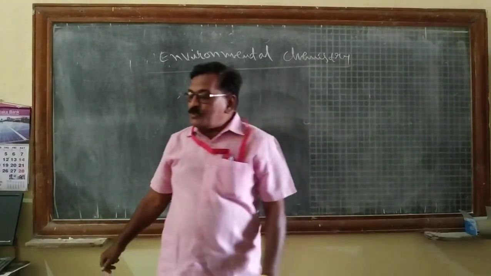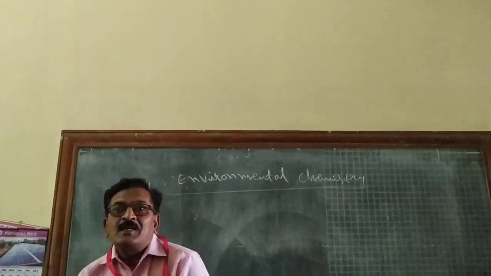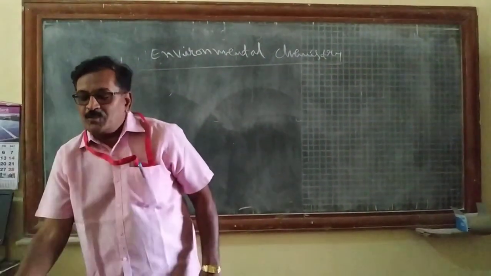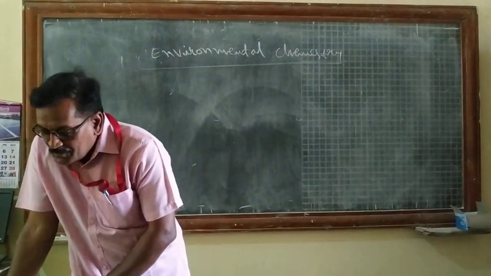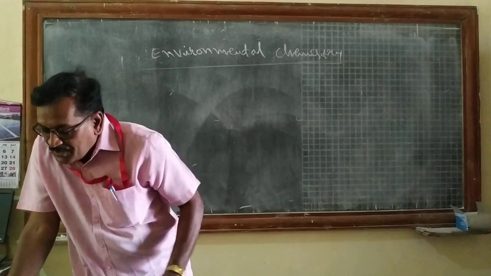It is classified into four types. The first one is called the atmosphere. The second one is called the hydrosphere. The third one is the lithosphere, and the last one is the biosphere.